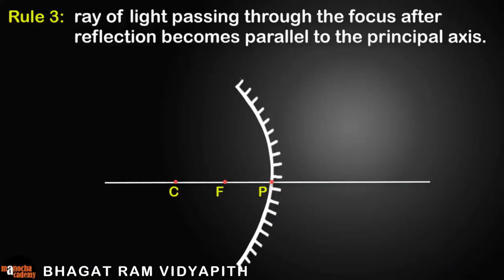Rule 3. A ray of light passing through the focus after reflection becomes parallel to the principal axis. Can you see that rule 3 is exactly opposite of rule 1? It's due to reversibility of light.